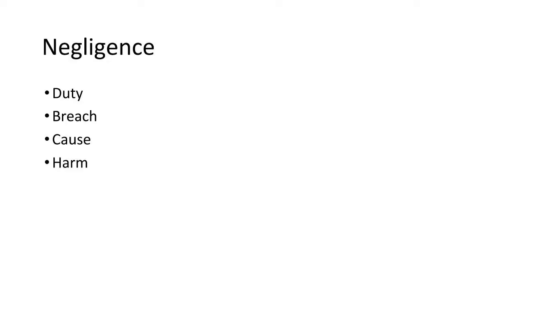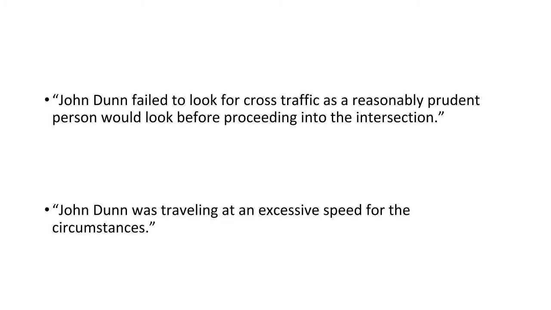Mainly, the petition must allege the elements of the claim and specify the relief being sought using words a reasonable person could understand. For example, if the lawsuit is based on a car wreck, the petition should give the defendant fair notice of which car accident it was and why it is supposedly the defendant's fault. If negligence is being claimed, the petition should hit on each element of negligence: duty, breach, cause, and harm. Specific facts are not always required, but are usually stated, such as the following. John Dunn failed to look for cross traffic as a reasonably prudent person would look before proceeding into the intersection. John Dunn was traveling at an excessive speed for the circumstances.